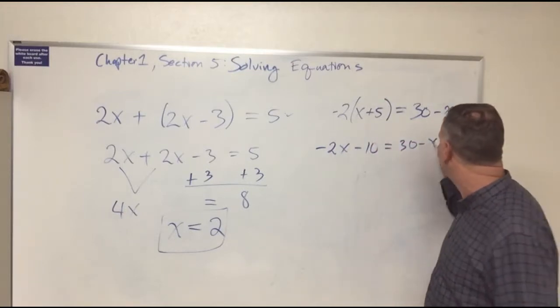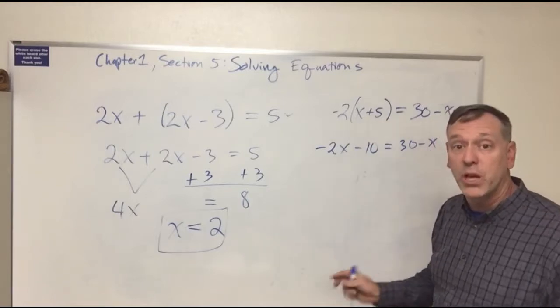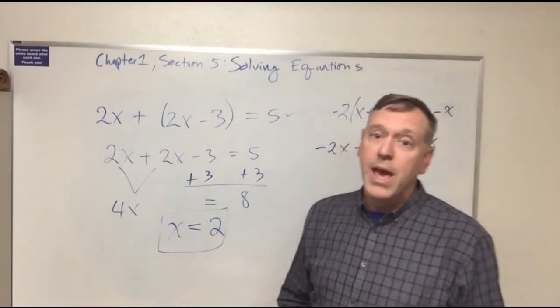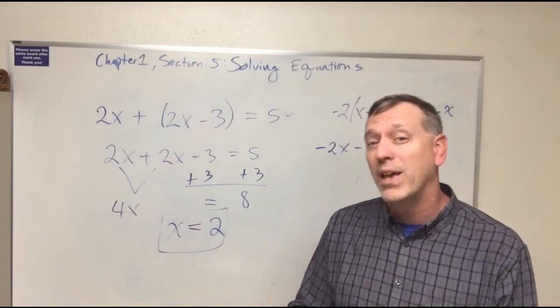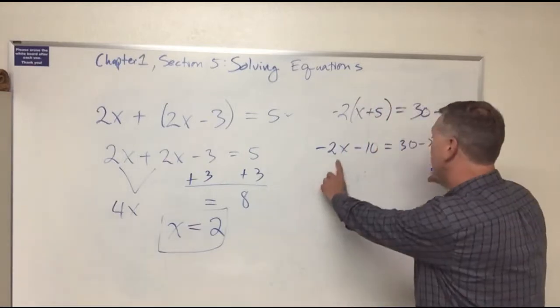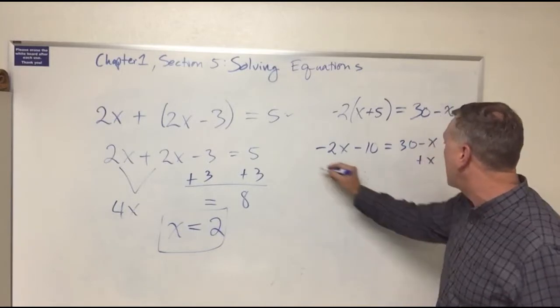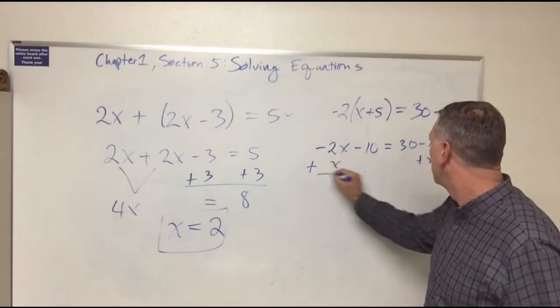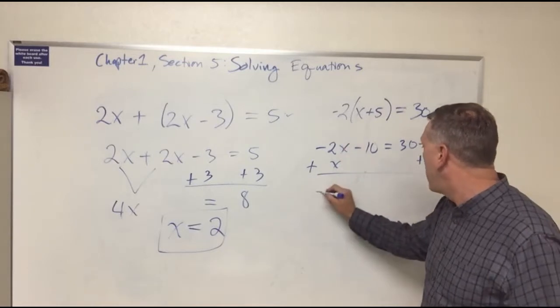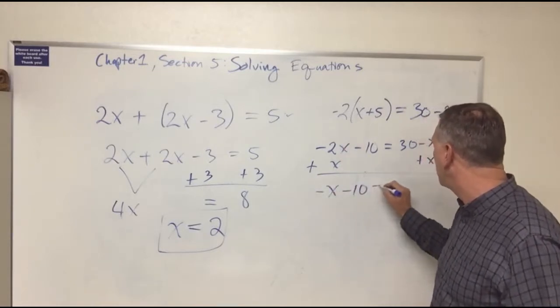Now we want to get all the x's together, right? We're going to combine all the x's together. And that way we can isolate x. Can't isolate it when there's x on each side. So the easiest thing to do here is to add x to both sides. And that will give us minus x minus 10 is equal to 30.